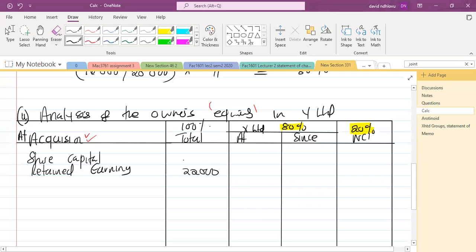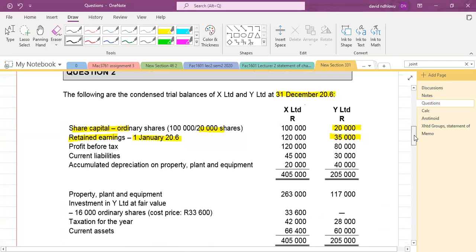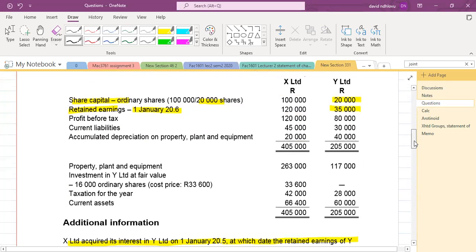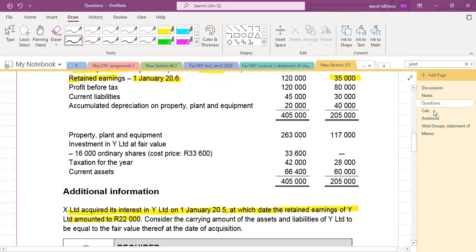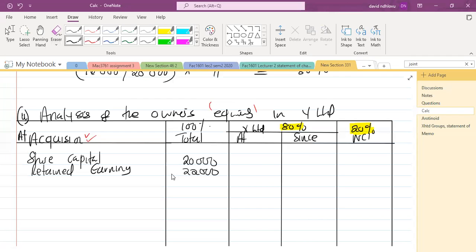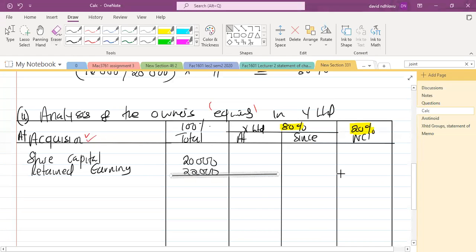Right, was there any reserve? We would have to check the trial balance. Right, there is no reserve that we can see here. We'll probably deal with the reserves later. Right, then we add these amounts together. So we are saying 42,000. So the company, which is the subsidiary, all in all, is worth 42,000.